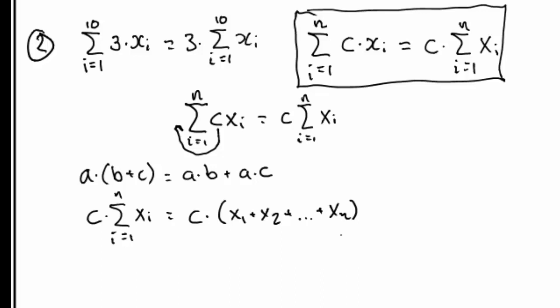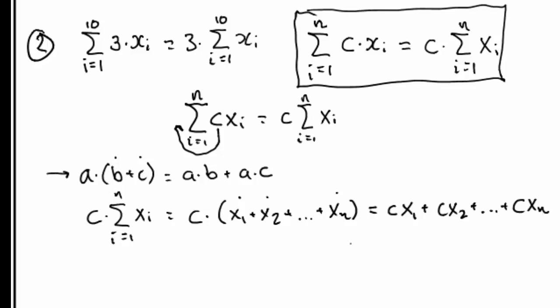The distributive law works equally well if you have more elements in the sum here. Here I have just 2 in the above formula, B and C. Here I have n terms. But the distributive law works just as well and says that this is C times x1 plus C times x2 plus all the way C times xn.